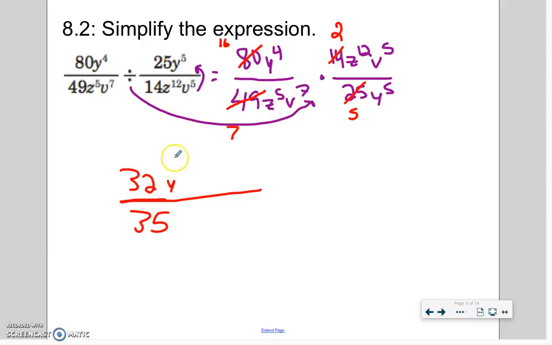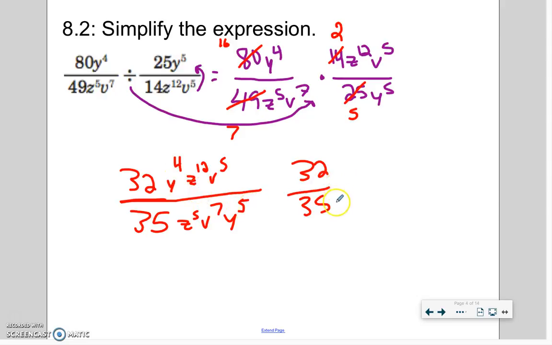So I'm going to get y to the 4th, z to the 12th, v to the 5th, z to the 5th, v to the 7th, v to the 5th. Or y to the 5th, sorry, v's and 5's. So now we're going to reduce. So we have 32 is my number over 35. Y with y, so we got 1 y left over. 12 z's and 5 z's gives us 7 z's on top, and then gives us v squared on the bottom. So my final answer then would be 32z to the 7th over 35y v squared.